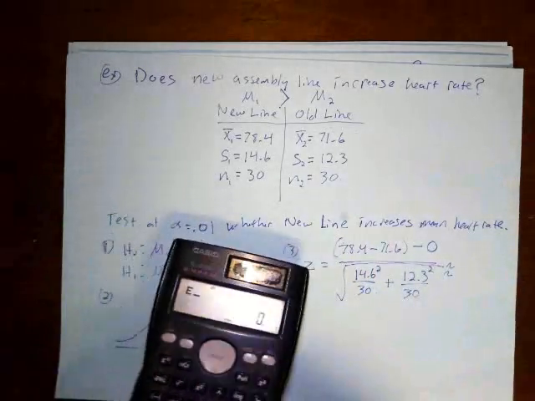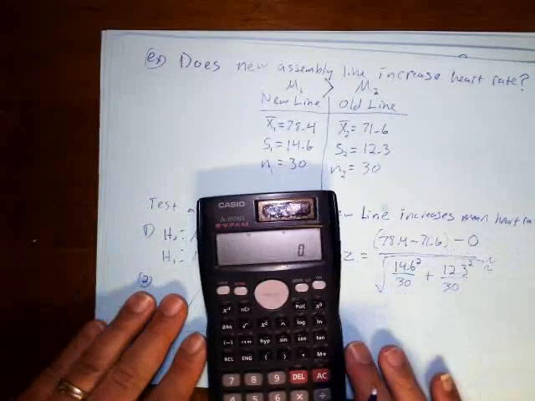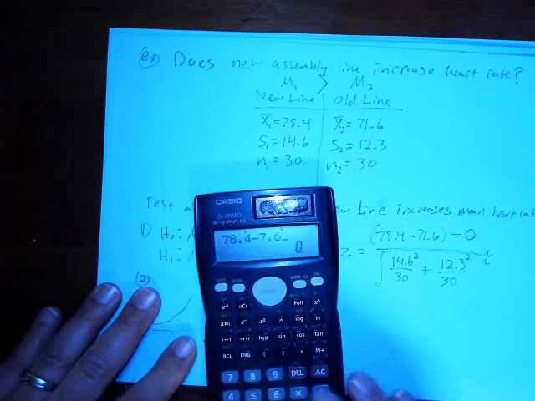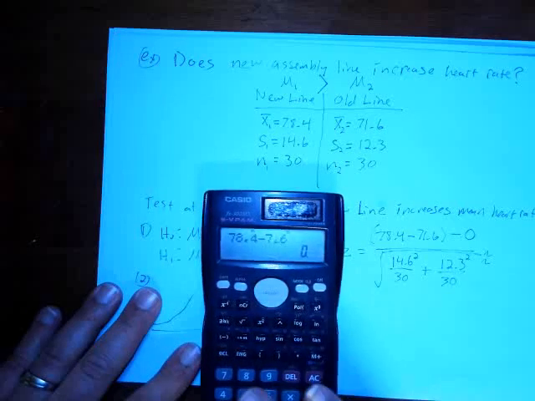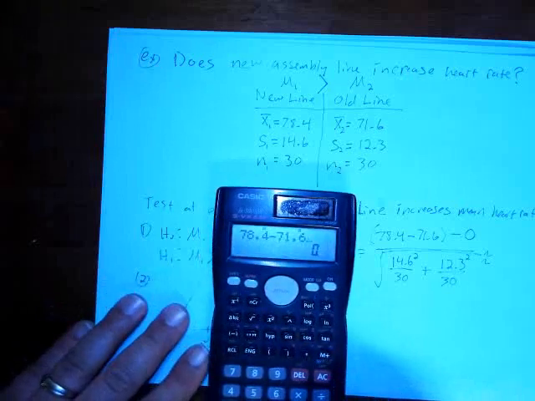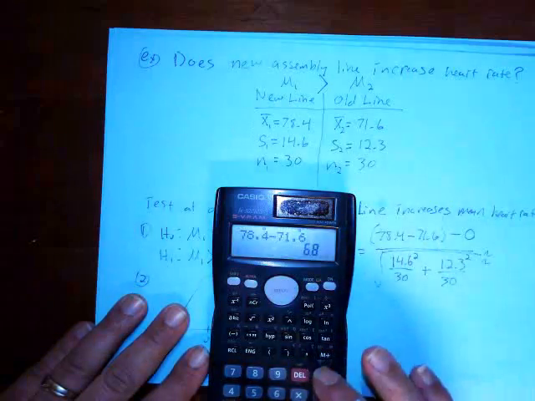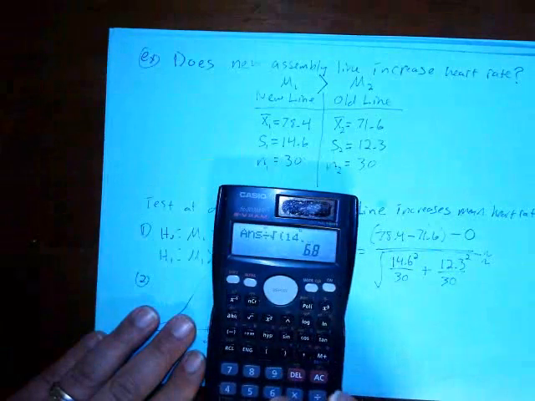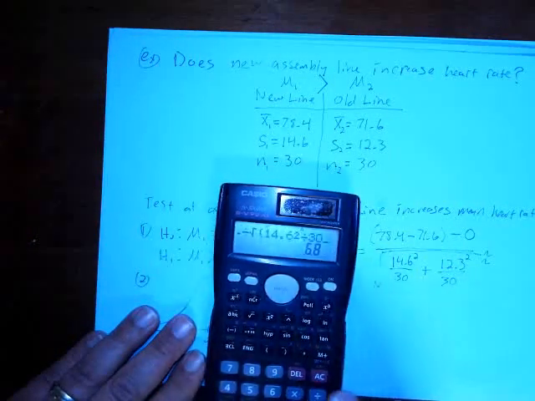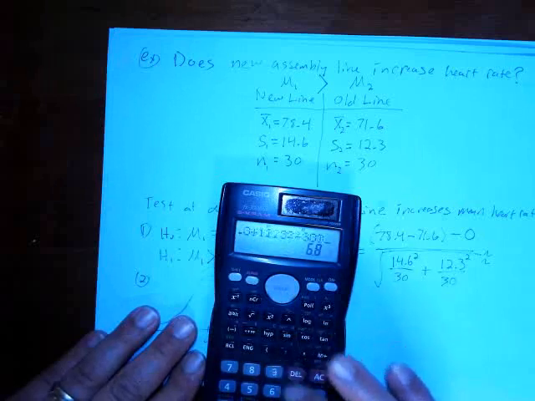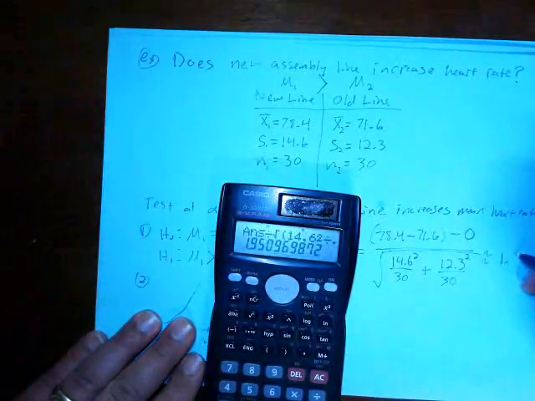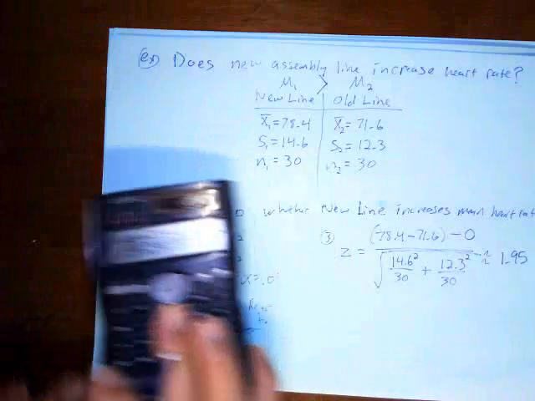Putting this in our calculator, I get 78.4 minus 71.6, hit equals, and minus 0 wouldn't change anything. And then underneath the radical, all in parentheses, I get 14.6 squared over 30 plus 12.3 squared over 30. And that is equal to 1.95. That's my test statistic.